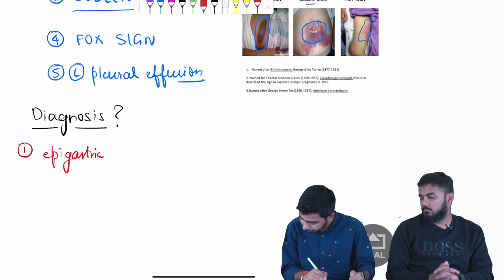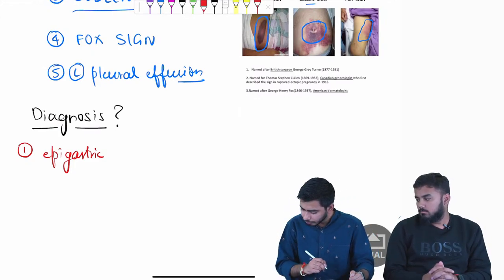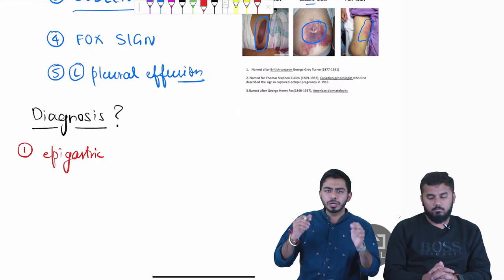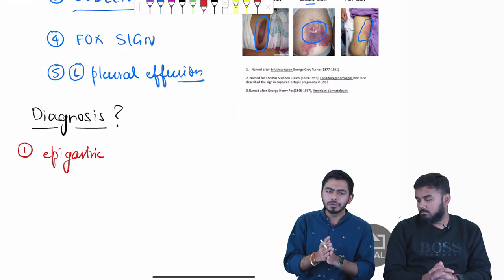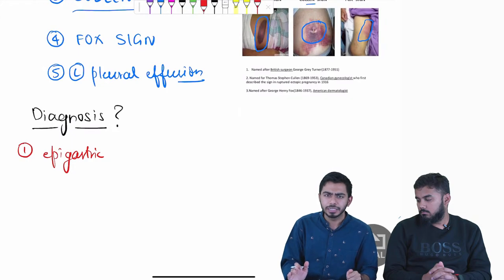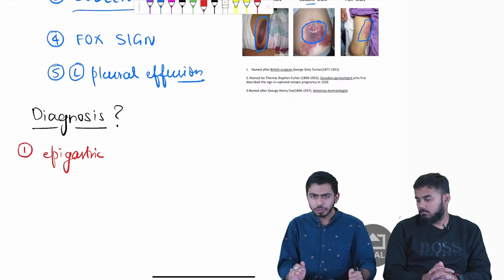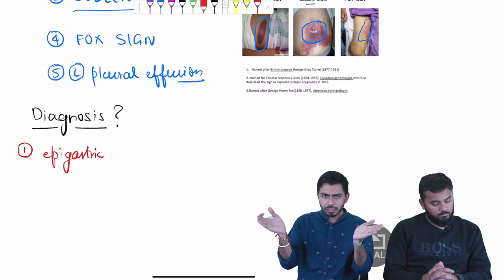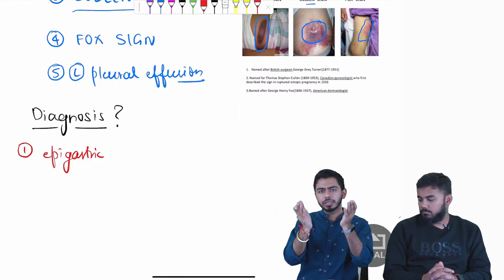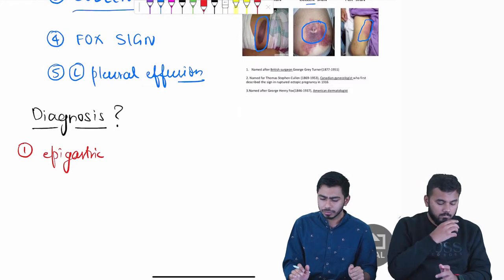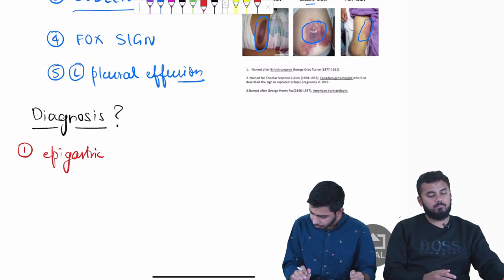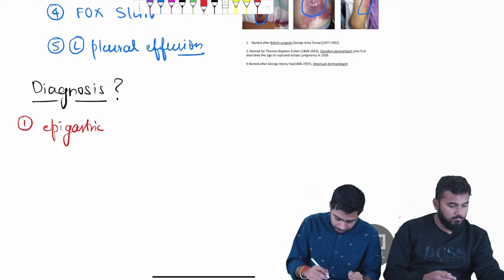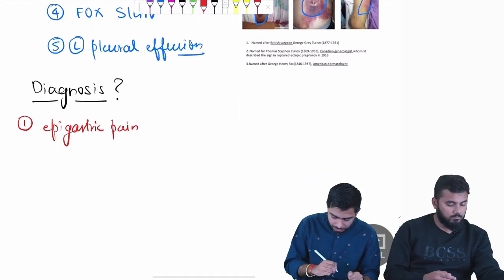Pleural effusion is when the fluid is accumulating in the pleural space. We will talk about that in the respiratory surgery as well. Basically, around the lungs we have the pleura. If an extra amount of fluid is accumulating in that pleural space, that is called pleural effusion. Okay, now second, the patient will be having epigastric pain.